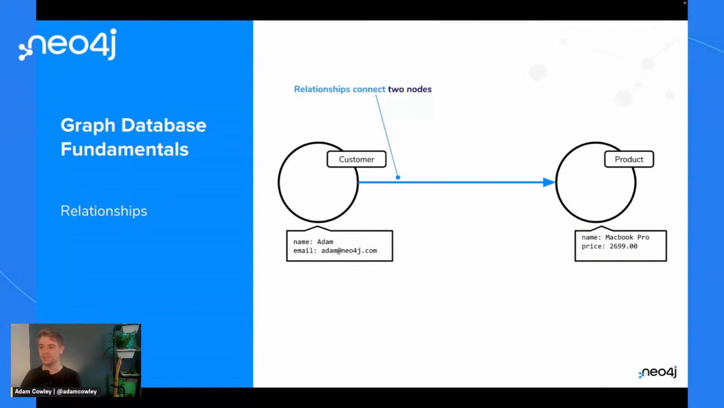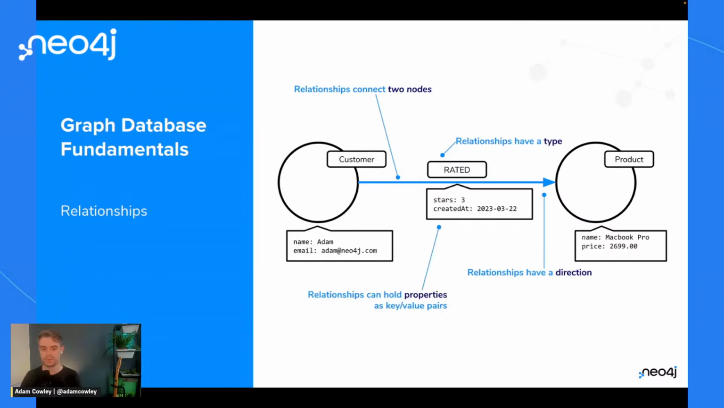A single relationship will connect two nodes. They have a type. So in this case, this is a rated relationship between a customer and a product. These have a direction, although you can ignore this direction or query in either direction at query time. We can also assign properties to the relationships as well.